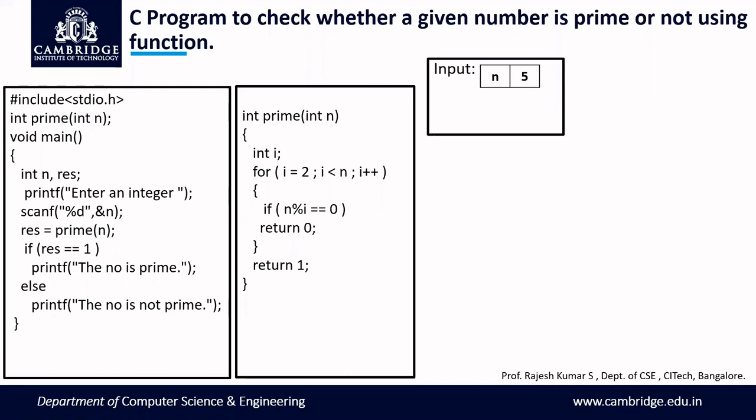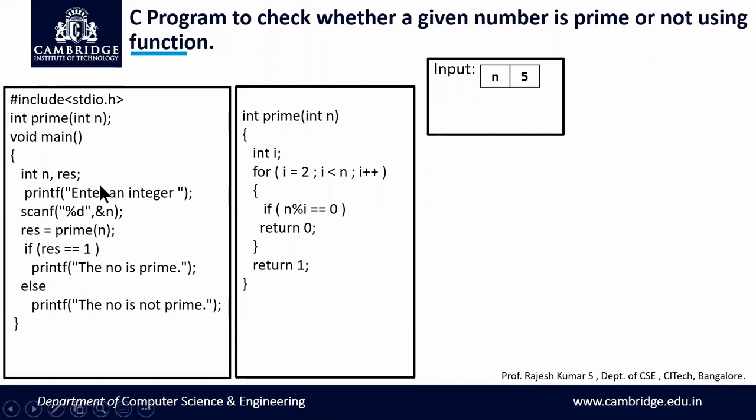The theoretical concept is, I have to divide 5 by 2 and check whether 5 is divisible by 2. No. Again, is 5 divisible by 3? No. Again, is 5 divisible by 4? No. Then I can tell it is a prime number. We check up to one number less than the given number. The given number is 5, so till 4 I have to check: 2, 3, 4.